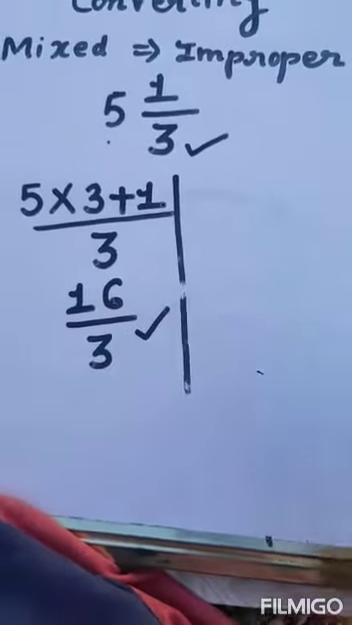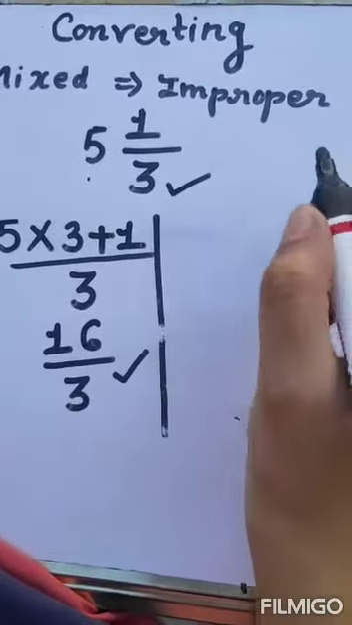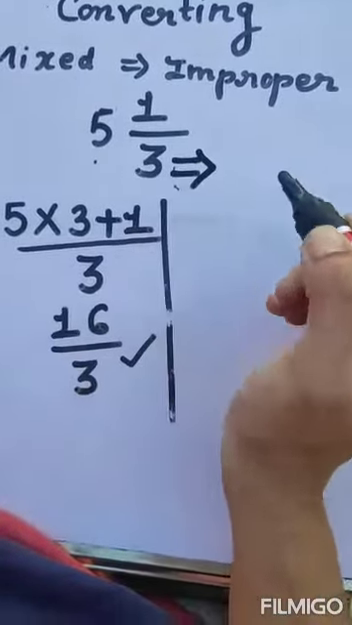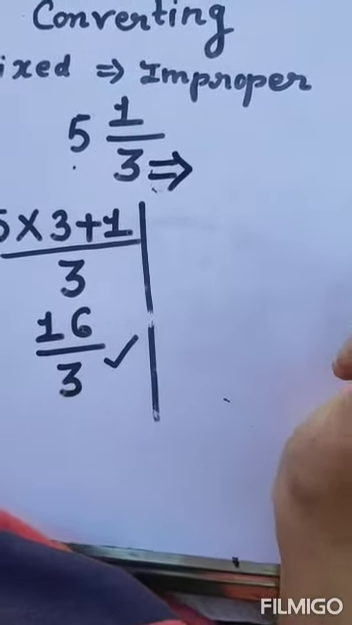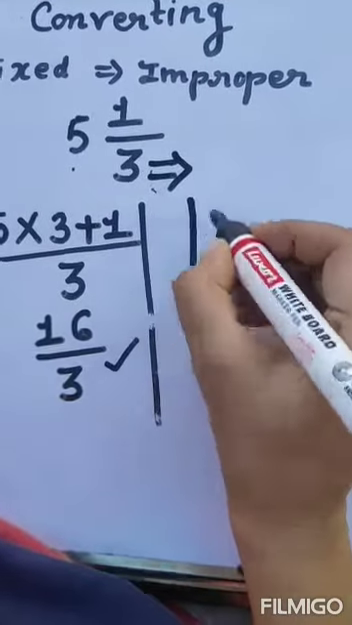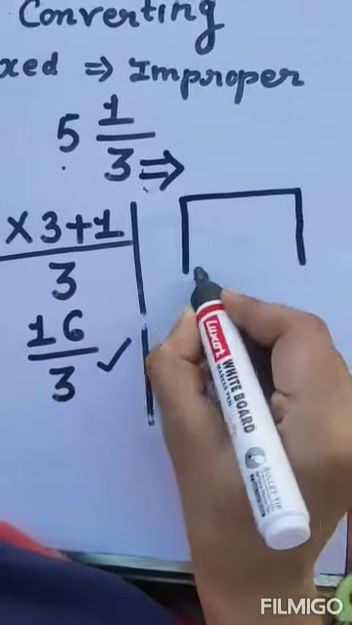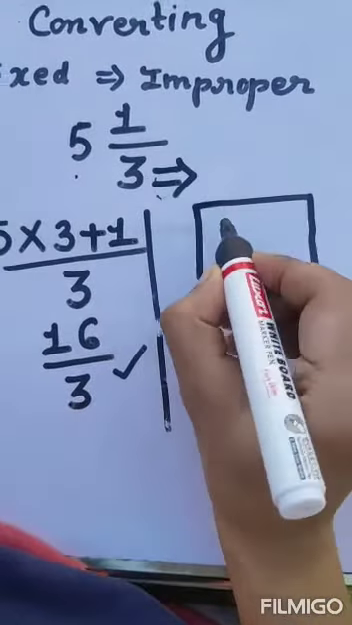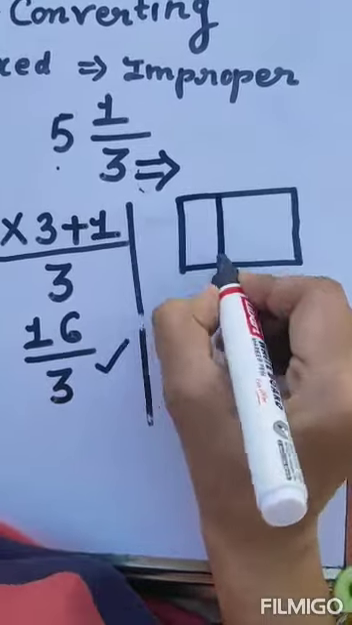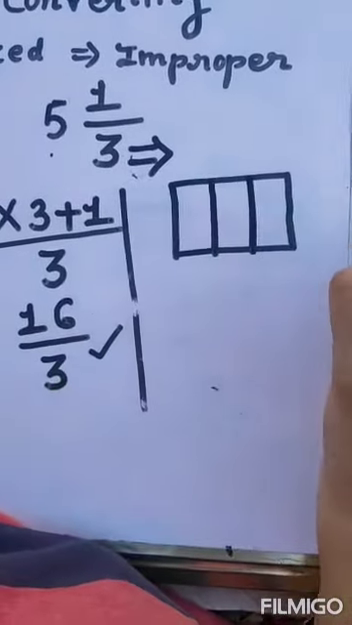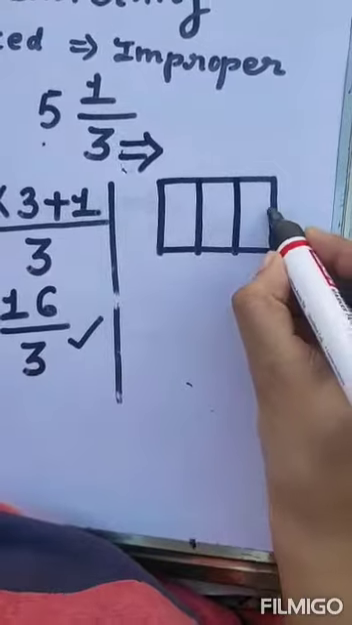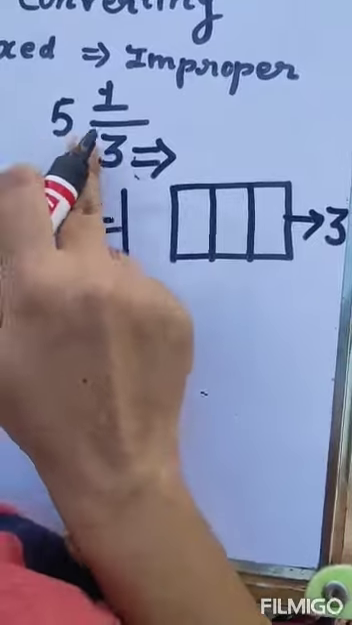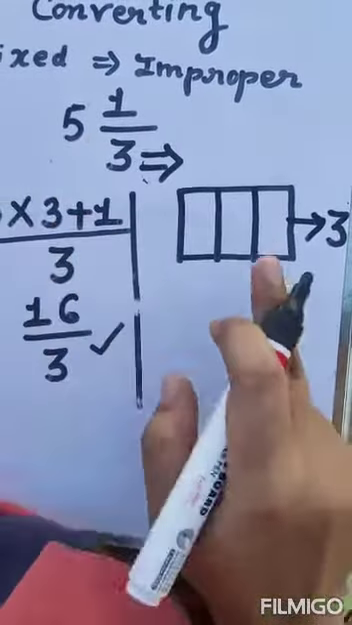Now what is the second way to solve this question? Let us consider this. What is this 3? 3 denotes the total number of equal parts. Let us take an example. We are having a chocolate. All of us like chocolates very much, right? So I am having 3 equal parts in this chocolate. In one chocolate, how many parts am I having? 3 equal parts.